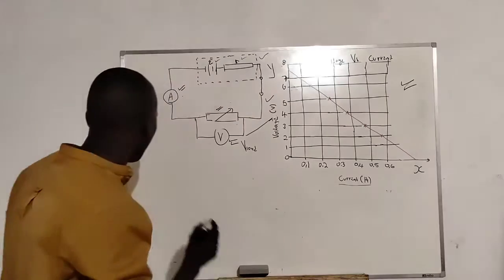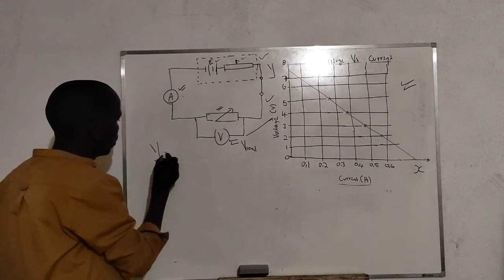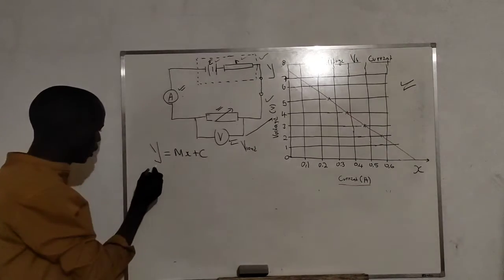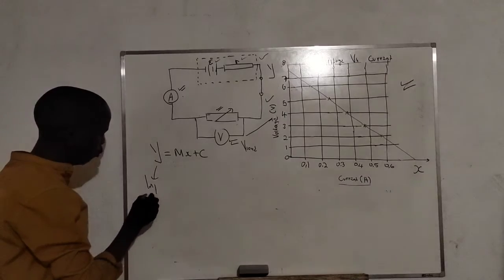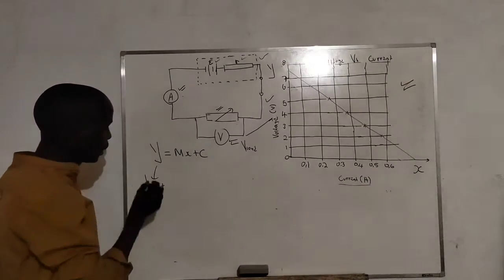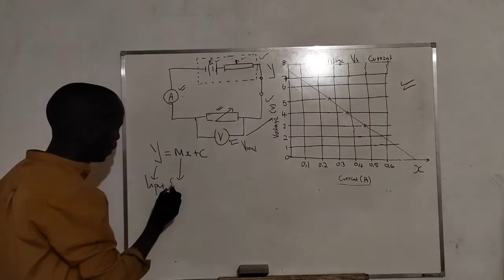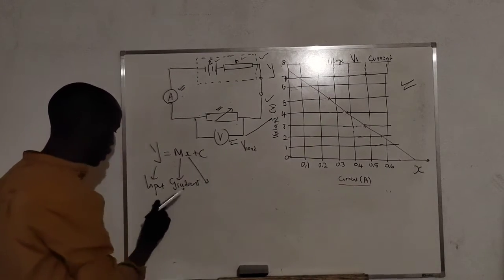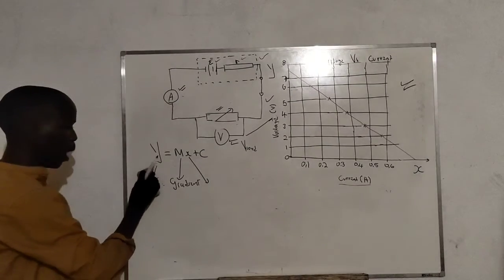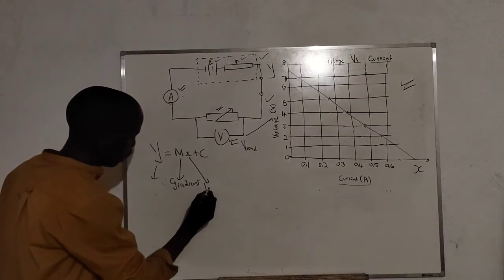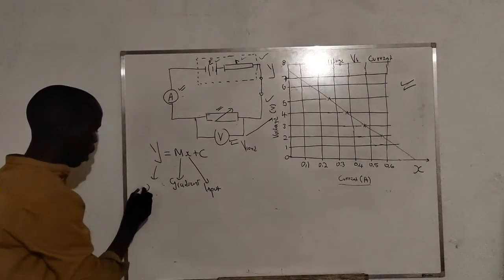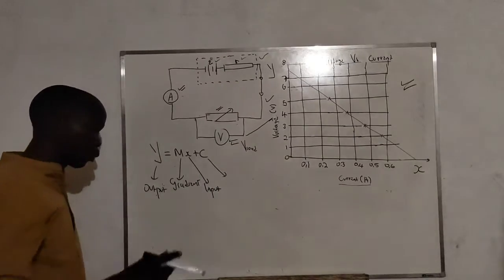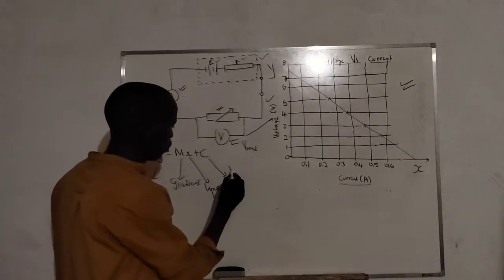The standard form of the equation of a straight line is y equals mx plus c. Here m is the gradient. y is the output. x is the input. And c is the y-intercept.